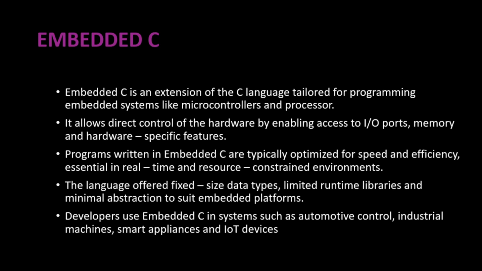The programs written in embedded C are typically optimized for speed and efficiency. The language offers fixed size data types, limited runtime libraries, and minimal abstraction to suit embedded platforms. Developers use embedded C in systems such as industrial machines, smart appliances, and IoT devices. Embedded C is also a fast and time efficient coding language.